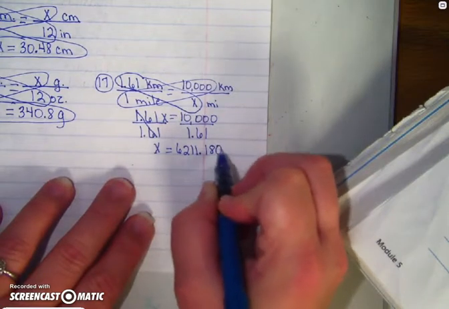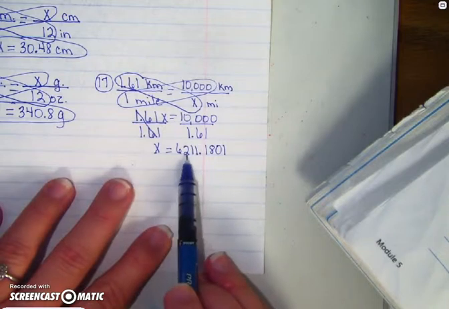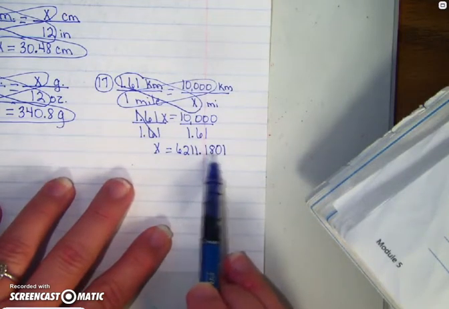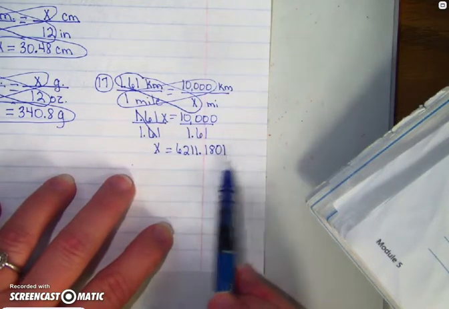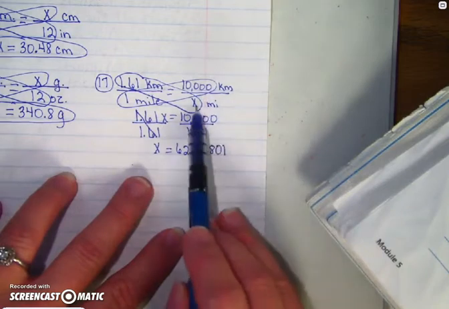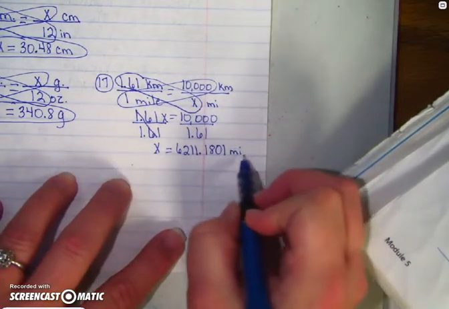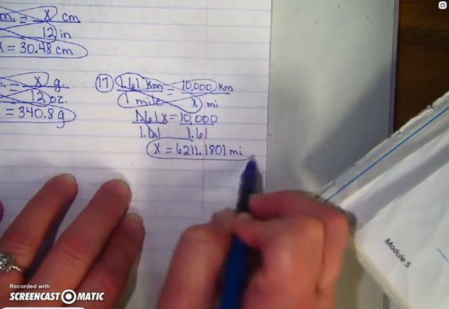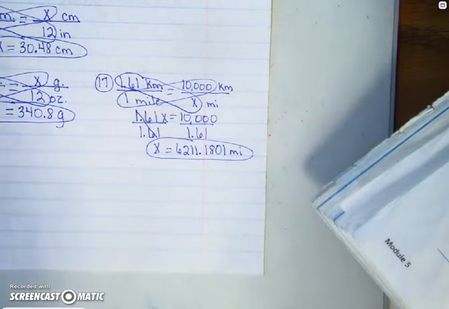6,211.1801. Okay, good. 6,211 and 1,801 10,000ths. Okay, and that unit is going to be in miles. All right, so you have seen these different problems, and you ought to be able to work out any problem using conversion factors.